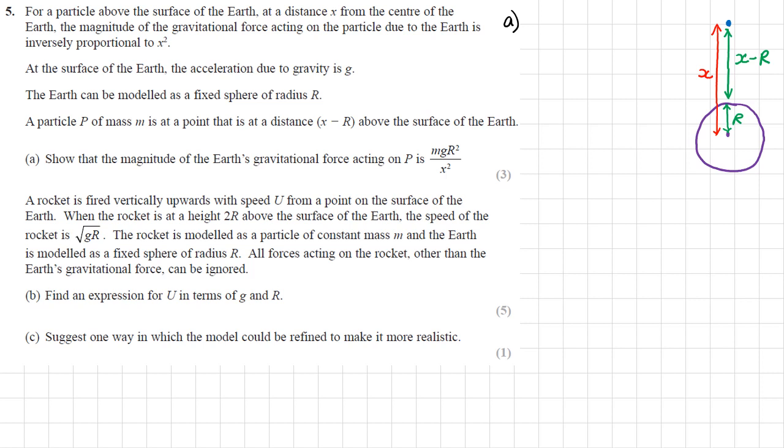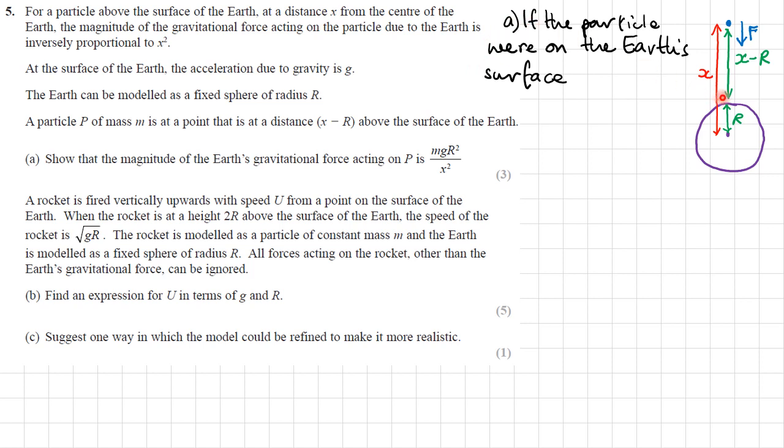And there's going to be a force acting on that particle that's directed towards the centre of the Earth. Now, first of all, if that particle were on the Earth's surface, then the magnitude, the size of that force acting towards the centre of the Earth would be mg. So mg would be equal to F. We're told that that force F is inversely proportional to x squared.